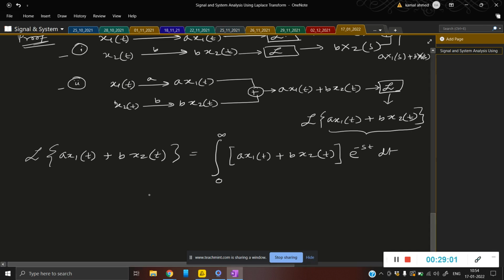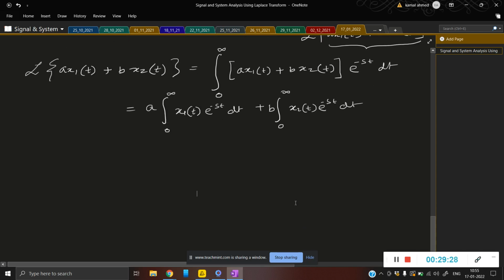Now we have to separate this. That is a times integral from 0 to infinity x1(t) e to the power minus st dt plus integral from 0 to infinity b x2(t) e to the power minus st dt. So see, in this case, this part is X1(s) and this part is X2(s). That is the signal multiplied with e to the power minus st and integrated over dt.